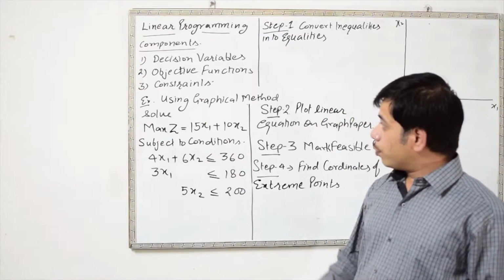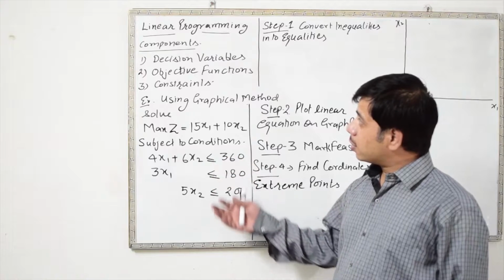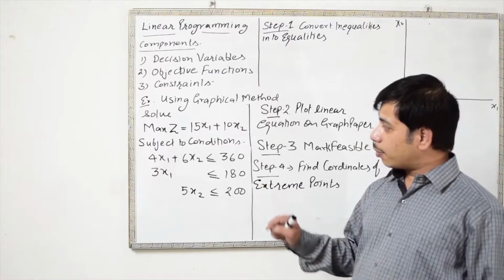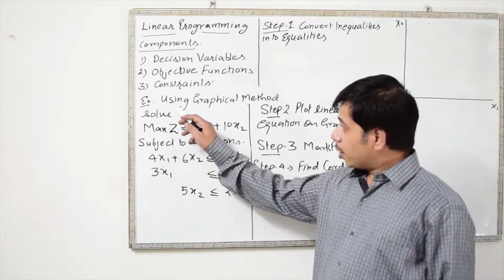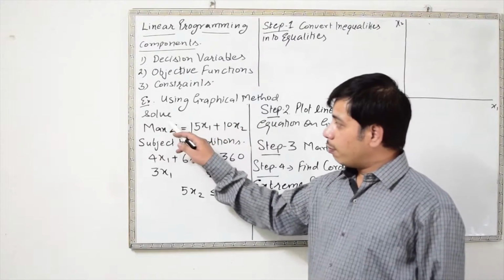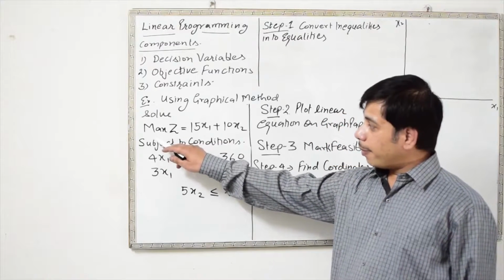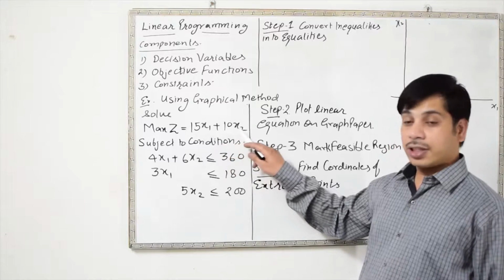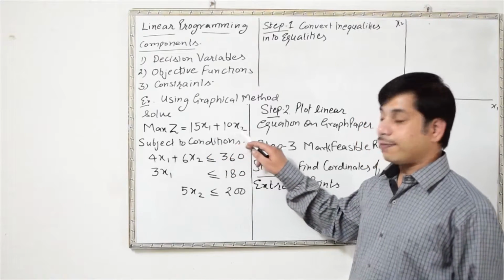Okay, so to visualize the standard structure of a linear programming problem, I have already written one here. You can see, using the graphical method, solve. This is our problem: maximize z, and the function is 15x1 plus 10x2. This is my objective function.